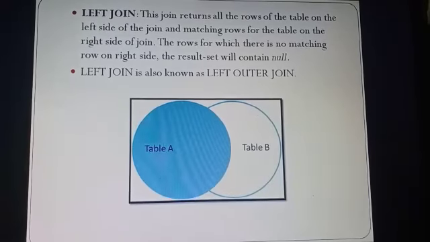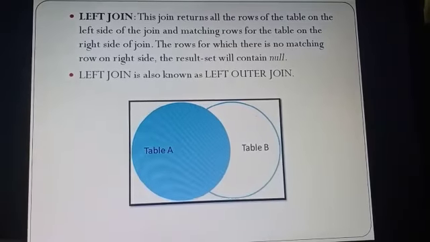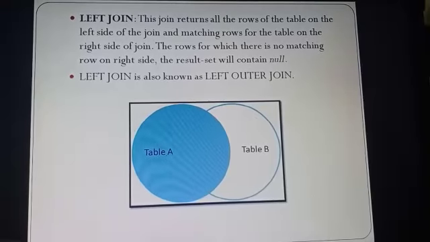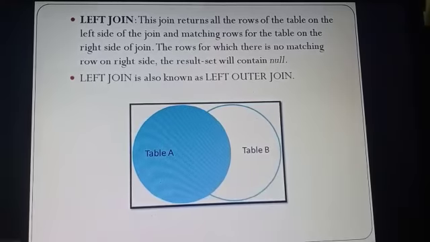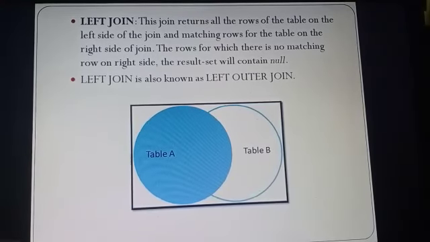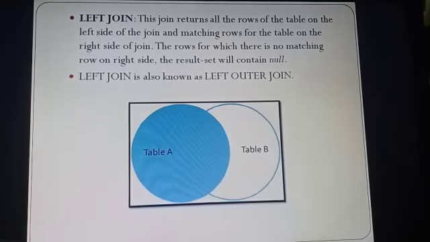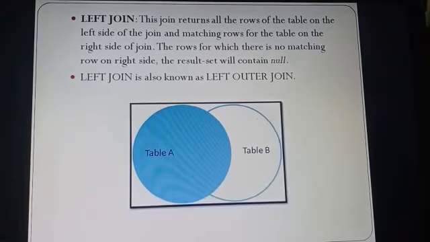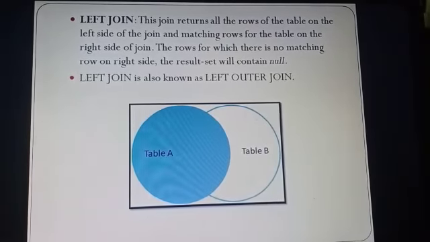Next type is left join. Left join is also known as left outer join. So this command returns all the rows of the table on the left side of the join and matching rows for the table on the right side of the join. If the matching rows are not present in the right table, then it will give null as a value. From the Venn diagram, it is clear that it will retrieve all the rows of table A and matching rows present in the right table, otherwise it will give null as a value.